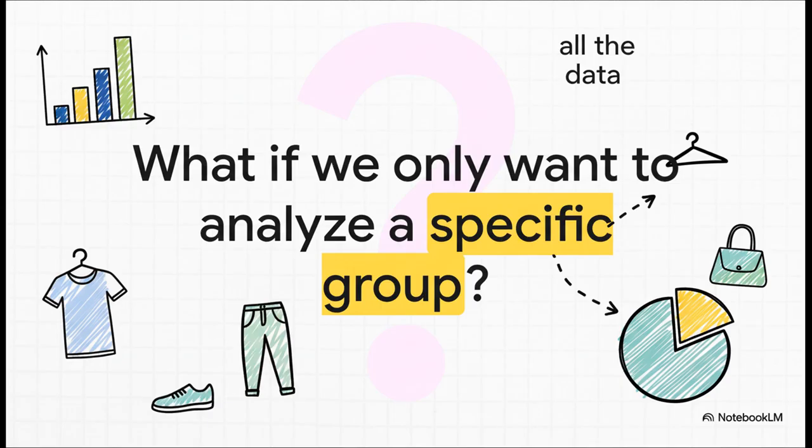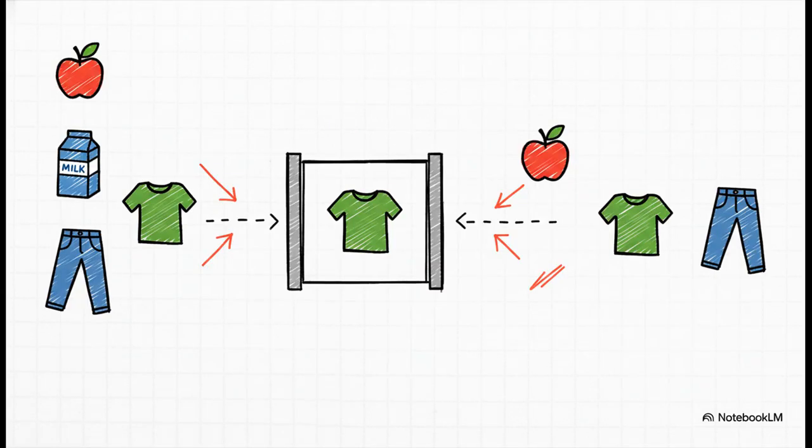What if we don't care about all the data? What if we only want to look at a specific slice of it, like just the spending on clothing? The solution is actually pretty clever. We just apply a filter. We add one simple question into our process. Hey, is this item in the apparel category? If the answer is no, we just ignore it and move on to the next one. This lets us focus our analysis only on the information that actually matters to us.